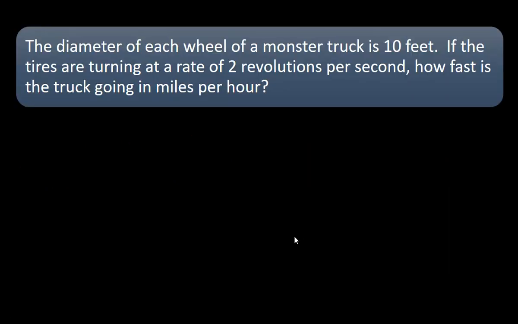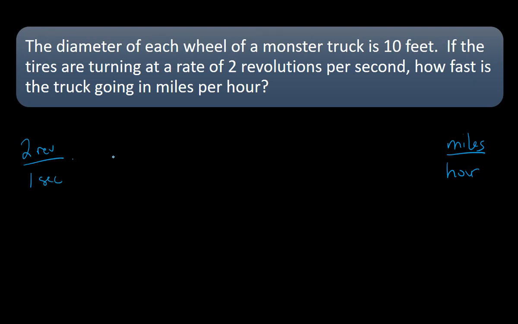The diameter of each wheel of a monster truck is 10 feet. If the tires are turning at a rate of 2 revolutions per second, how fast is the truck going in miles per hour? So at the end of this, we want miles per hour. At the beginning, we have to find a given rate, and this tells us it's turning at a rate of 2 revolutions per second. So we're starting at 2 revolutions per 1 second.